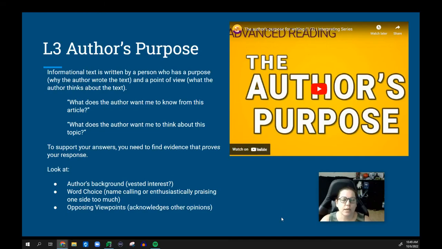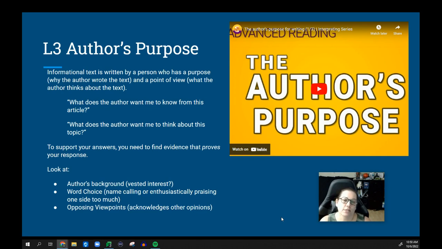Okay, for lesson 3, we're going to be talking about author's purpose. So remember that informational text is written by a person who has a purpose. Why did the author actually write this text? And they have a point of view. What does the author actually think about this particular topic or about the text, right? What does the author want me to know from this article? And what does the author want me to think about this topic?